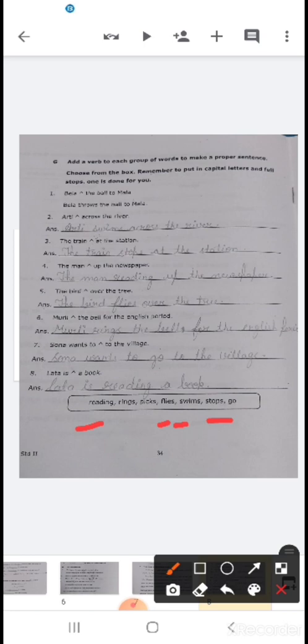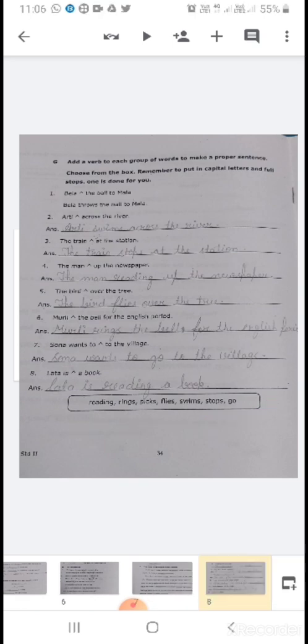Next is sixth. Murli rings the bell for the English period. So bell should be rings. So use rings here. Next is Sona wants to dash to the village. Sona wants to go to the village. Next is Lata is dash a book. Lata is reading a book. So here again reading. Reading is used for book. So these are all about the words, all the work of the verb.